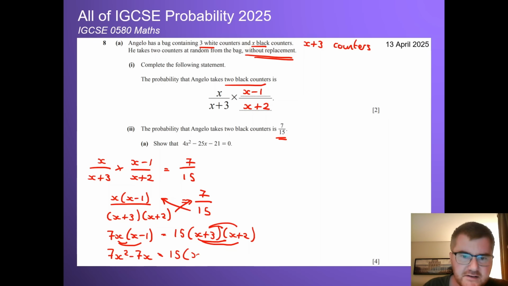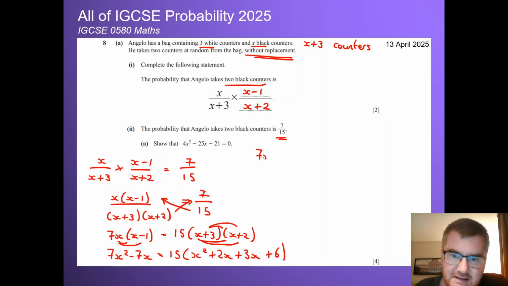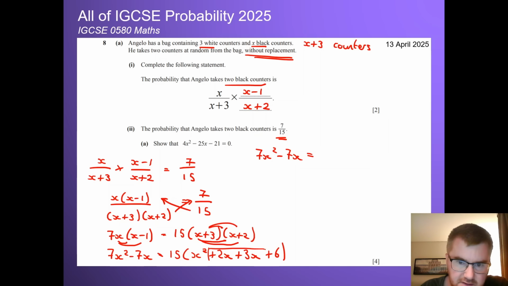So x times x is x squared. x times 2x is plus 2x. 3 times x is 3x. 3 times 2, be careful here, is equal to 6. Amazing how many people make mistakes. Right, let's tidy up the right-hand side. So we're going to times everything by 15 here. So notice these two things together gives you 5x here.